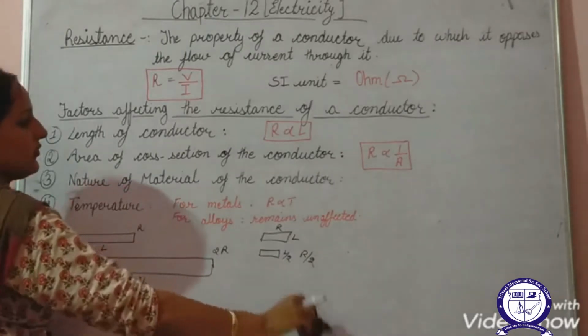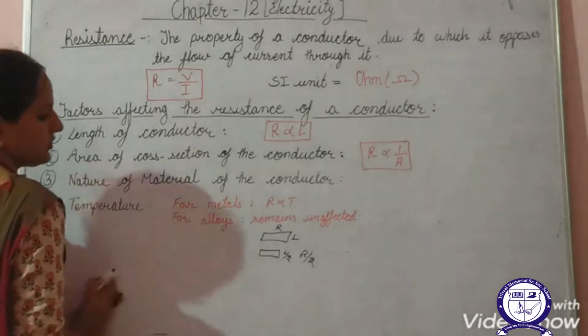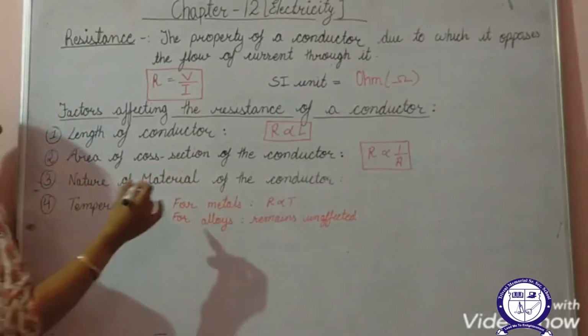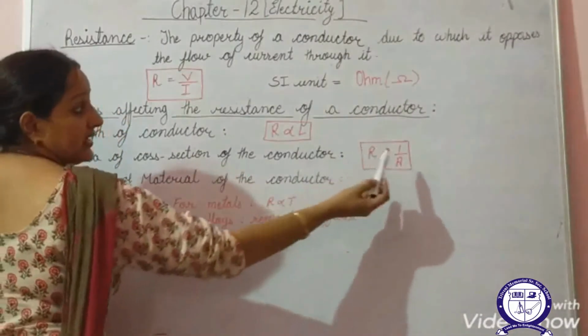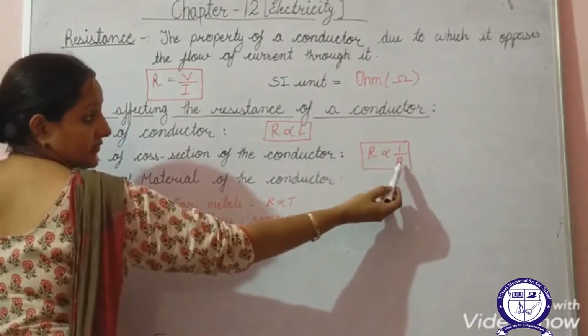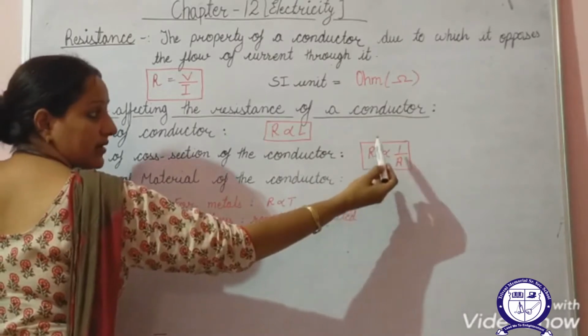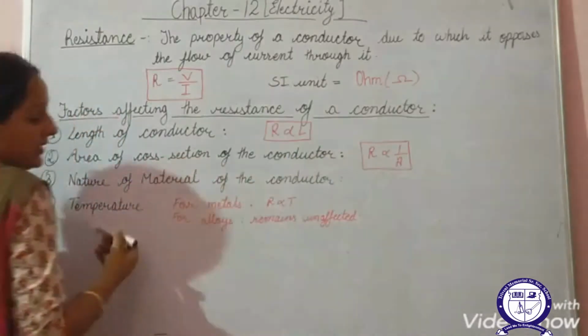The second one is the area of cross section of the conductor. The area of cross section of a conductor is inversely proportional to the resistance of the conductor. This is the relationship between resistance and area of cross section. If the area of a conductor is doubled, then resistance will reduce to half. And if the area is reduced to half, then resistance will be double.